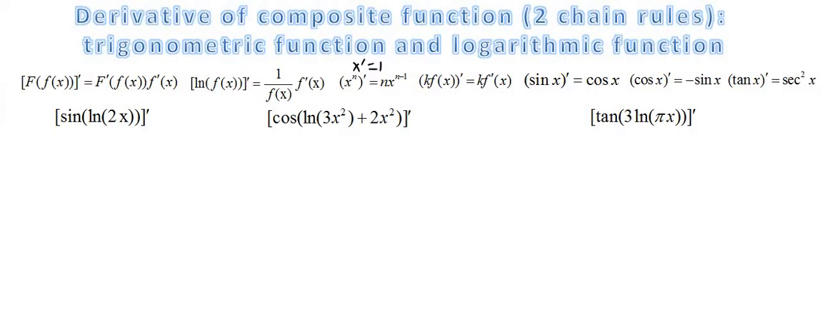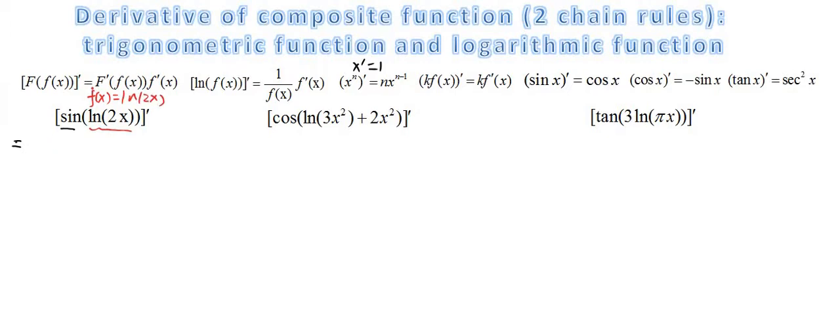Now let's take a look at the first function. The first function is sine of ln 2x. Okay, so what's the derivative of this guy? We're gonna apply the chain rule. Here the capital F is sine. And what is little f(x)? That is ln 2x. So we write down little f(x) equals ln 2x.